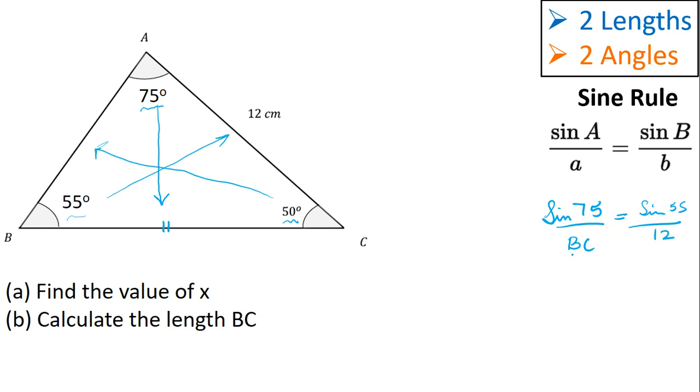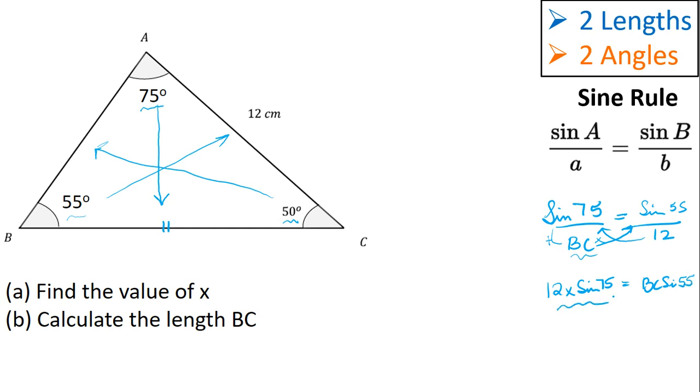Now, whenever you have an unknown length in the denominator, it's just best to take it to the other side and make it into a proper one-line equation, just so that you don't get confused in the end. So I'm going to take my BC to the other side, and I'm going to take 12 to the other side. You just cross multiply. So BC, when it's in division right now, when it goes to the other side, it turns into multiplication. Similarly, if 12 is in division over here, when it goes to the other side, it turns into multiplication. So I'm just going to do 12 times sine 75 equals BC times sine 55.